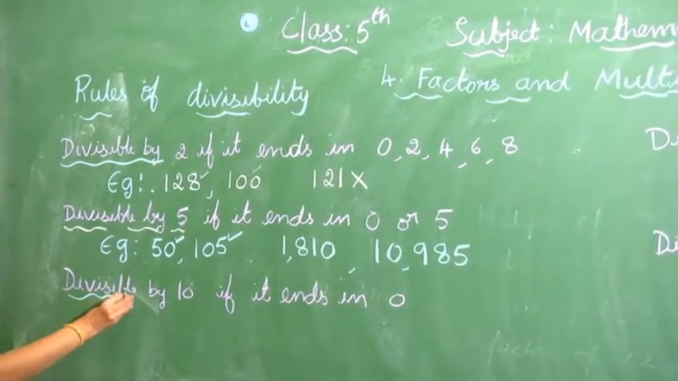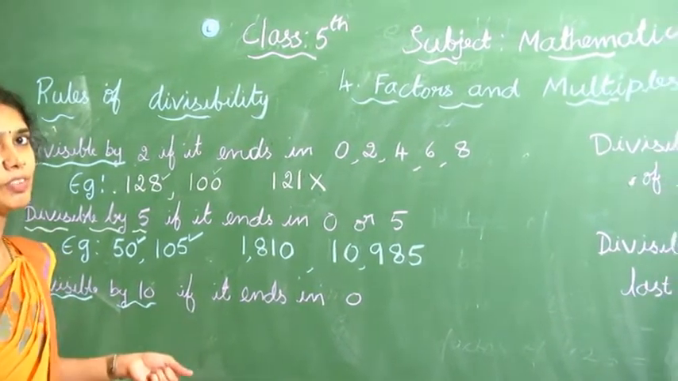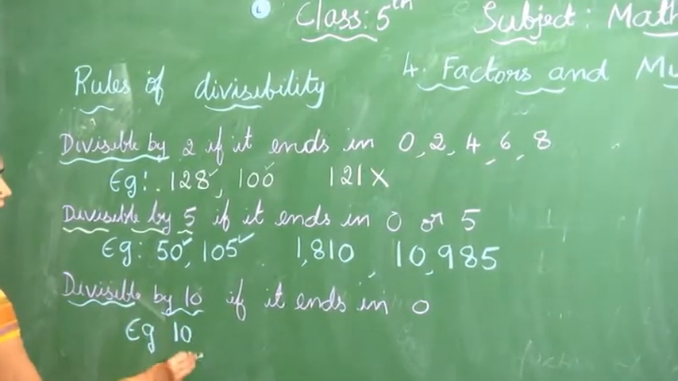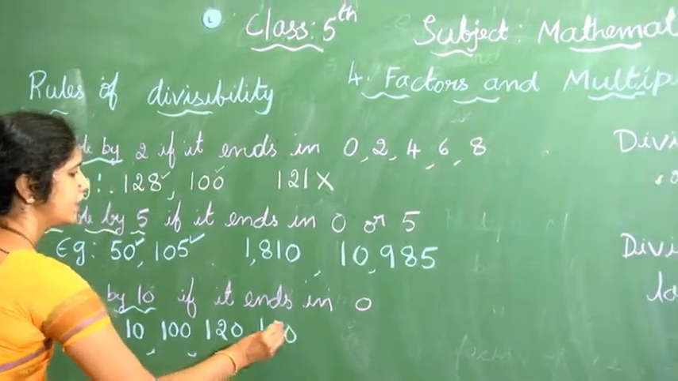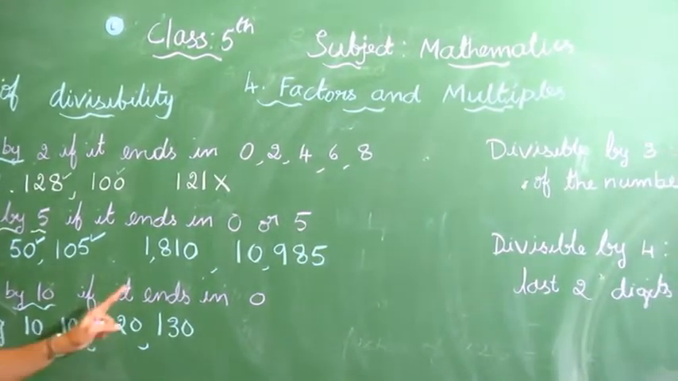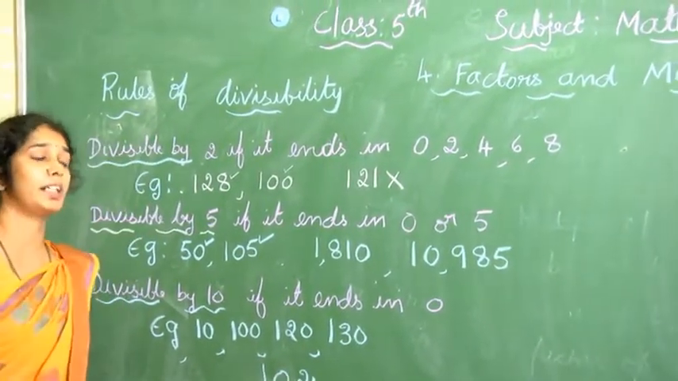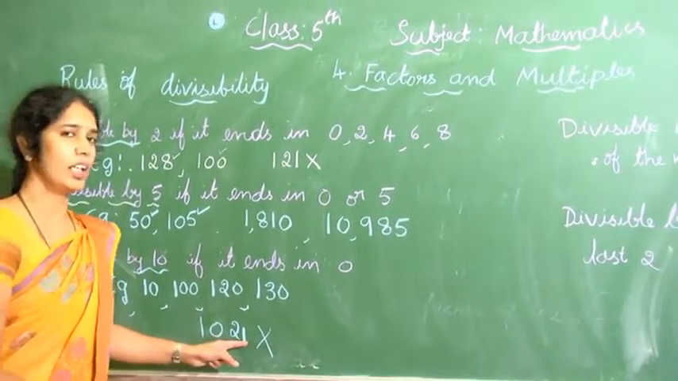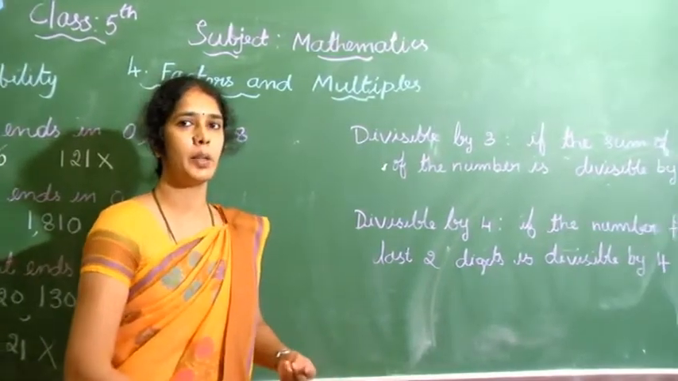Now, divisible by 10. When is a number divisible by 10? When it ends with 0. For example, 10, 100, 120, 130. See here, the last digit is 0. It is divisible by 10. If I write 1021, is it divisible by 10? No, because the last digit, the unit place digit, is 1. It should be 0.